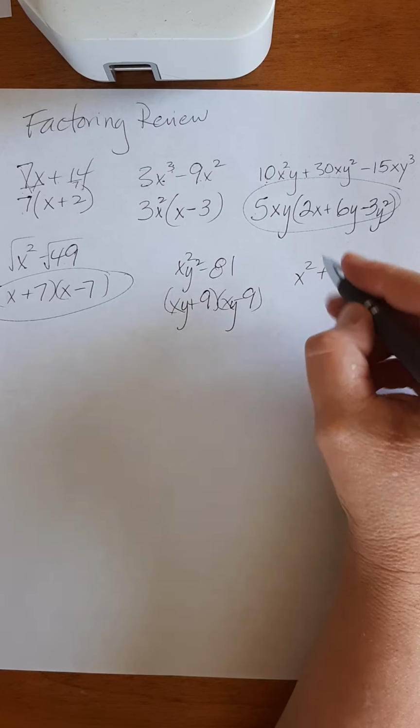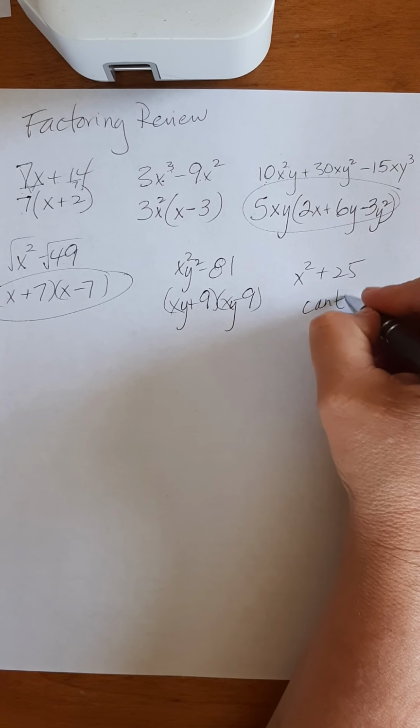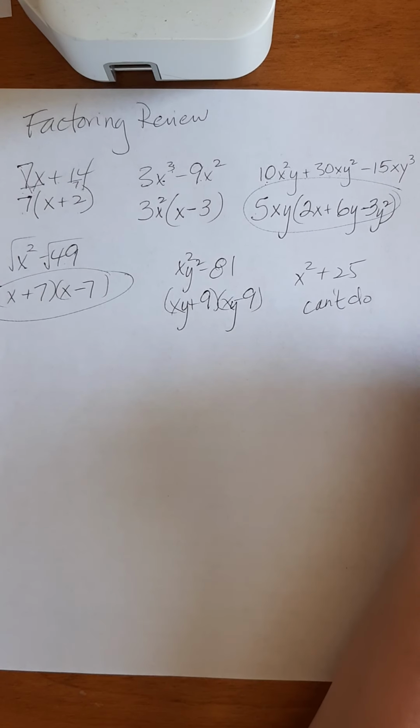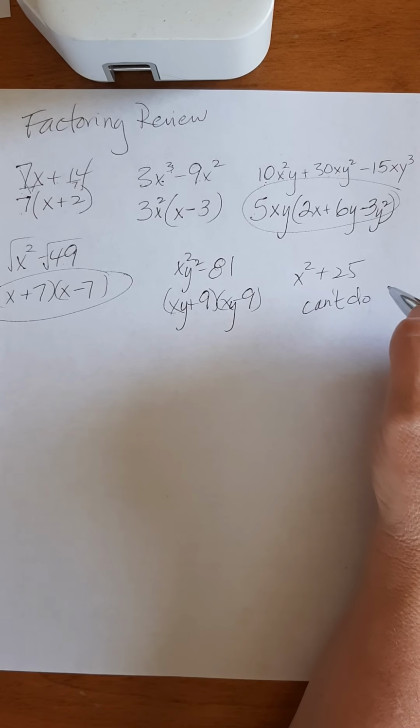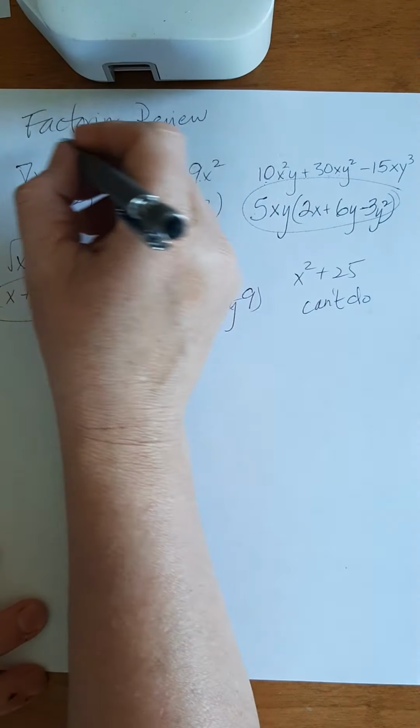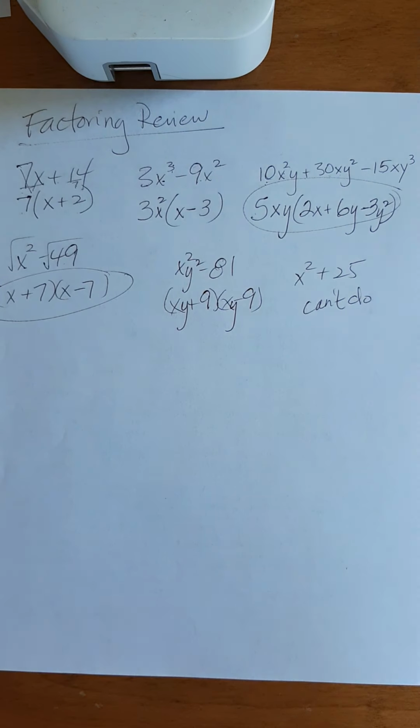Now, let's say they gave you x squared plus 25. Well, that is not a difference of squares. So for now, we're going to say we can't do it. Technically, if we consider imaginaries, we can. It's plus or minus 5i. But for now, since this is for my algebra class and we're sticking to real numbers, you can't do it. It's impossible.